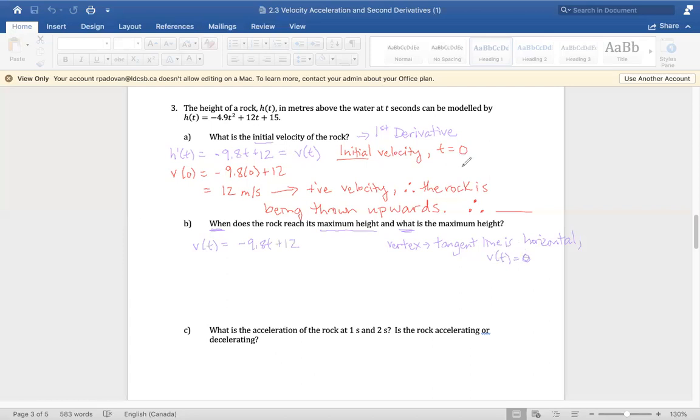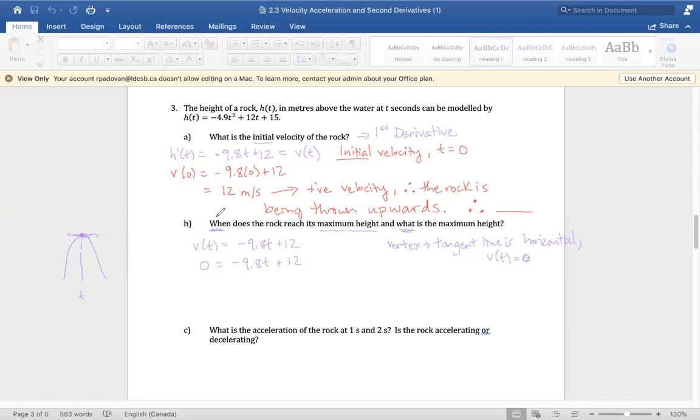Now be careful here, before, time was 0, so I put 0 in for time. This is the entire velocity. My velocity is 0, so the left-hand side of the equation is 0. And then I'm solving for t, which is answering my when. When does the rock reach the maximum height? At that maximum height, my tangent line is horizontal, so the slope is 0, right? So what is the time is what we're figuring out right now.